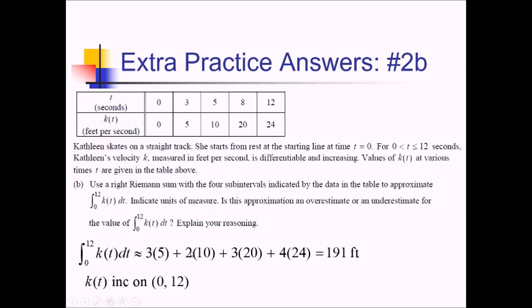Since k is increasing on 0 to 12, that means that a right Riemann sum, RRAM, is going to overestimate. So that means that 191 is going to be greater than the true value of this integral. Again, this is going to be an overestimate because we're doing RRAM on an increasing interval.